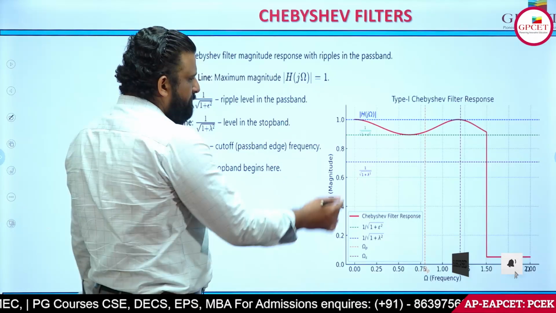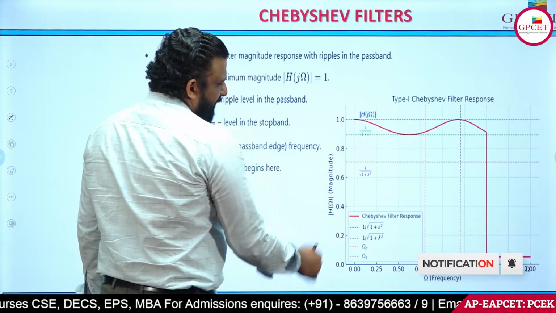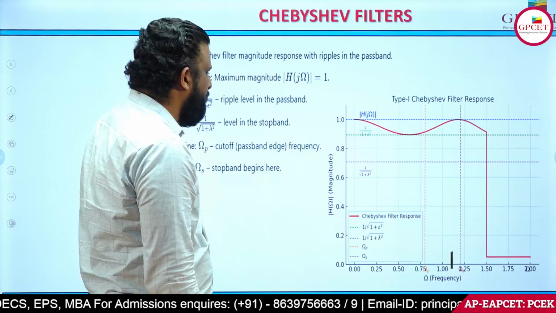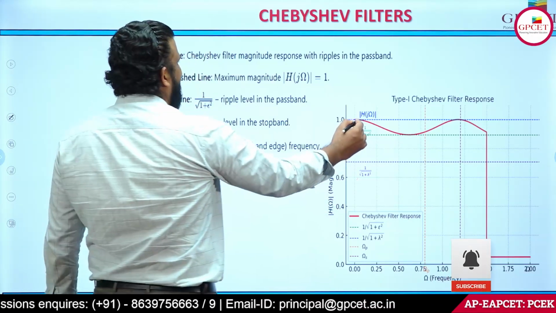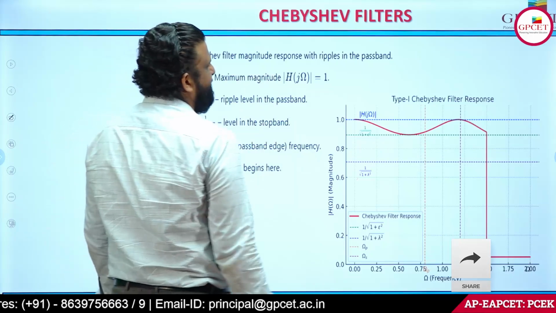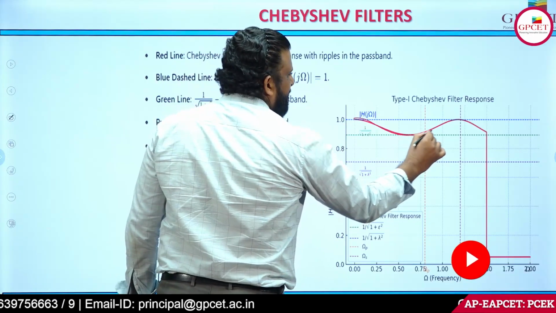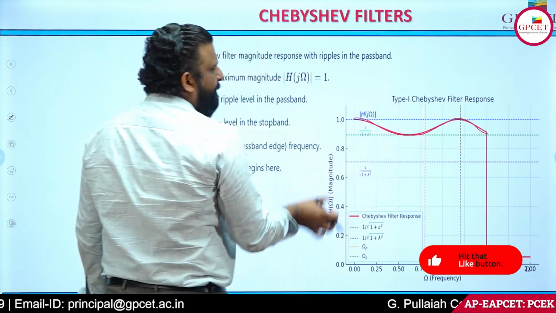See here, we have a graph between magnitude and frequency, and see here the red line. What is this red line? I told you, it is the Chebyshev filter magnitude response. This ripple is nothing but the magnitude response which is present in the pass band.